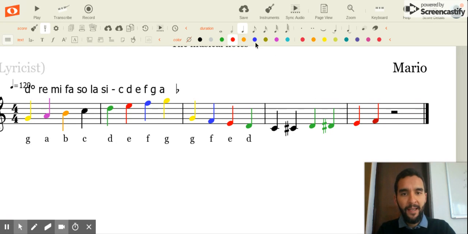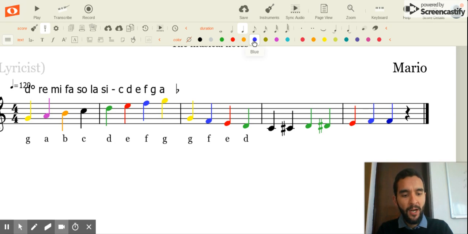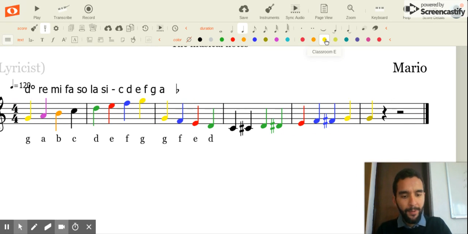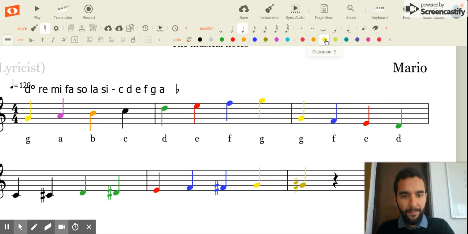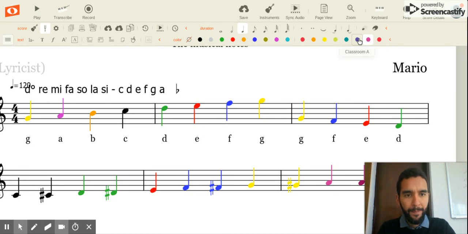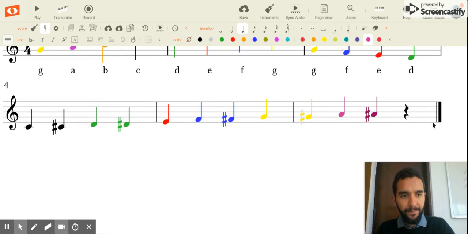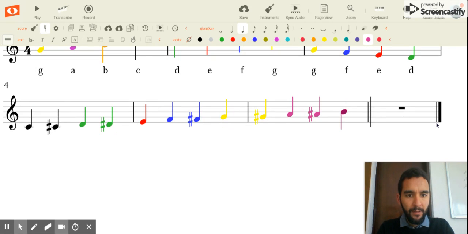The next note is an F, then the F sharp, then the G that I put in yellow, then the G sharp, then the A that I put in purple, then the A sharp, then the B. So this is the chromatic scale.